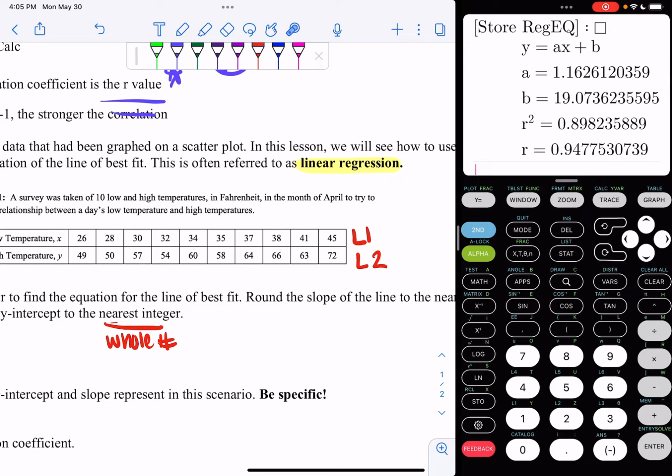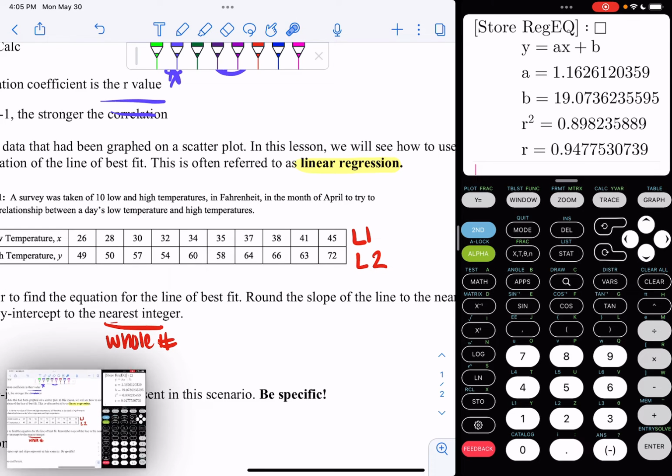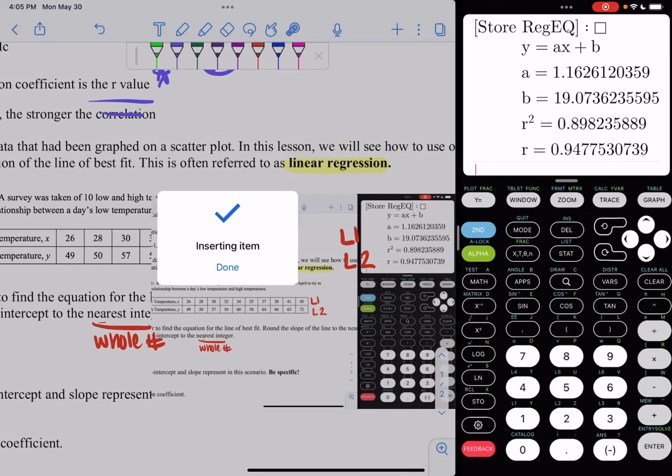So I'm going to just take a quick screenshot of that and then put it here. That way we can refer to it.